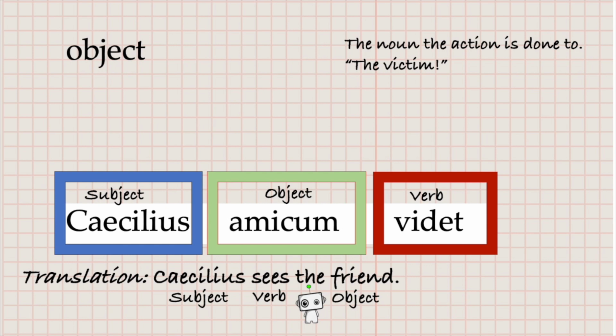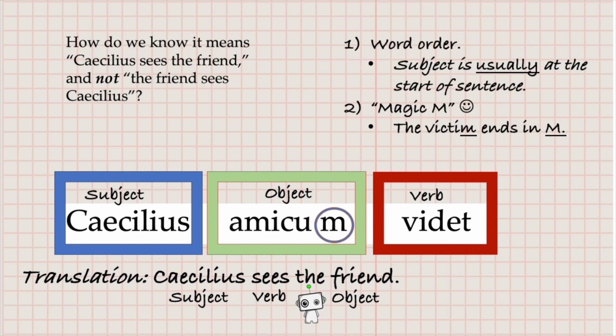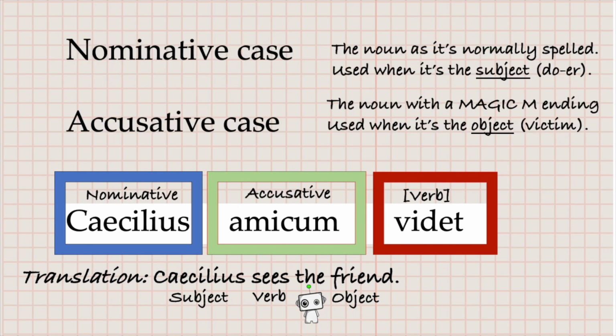So in the sentence "Caecilius sees the friend," Caecilius is doing the action, he's the subject, the friend is the object, he's the one being seen. And often in Latin, you'll remember, that amicum, the object of the sentence, will end in the letter M. That's how we know that it's not "the friend sees Caecilius," but "Caecilius sees the friend." Caecilius amicum videt. We've also got word order to rely on. Remember that we've got the subject, then the object, then the verb. So we're looking out for magic M, and we're also thinking about word order.